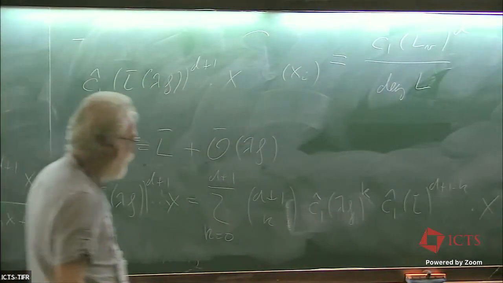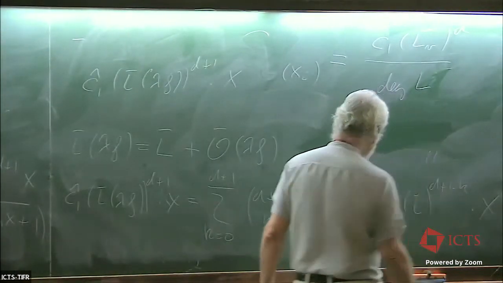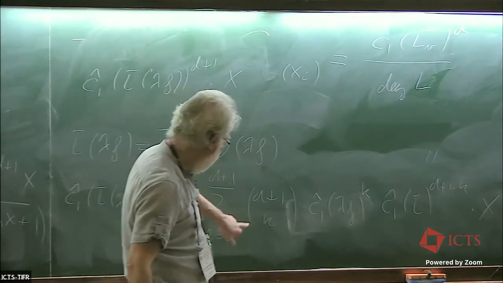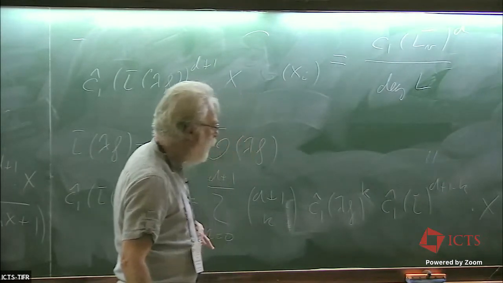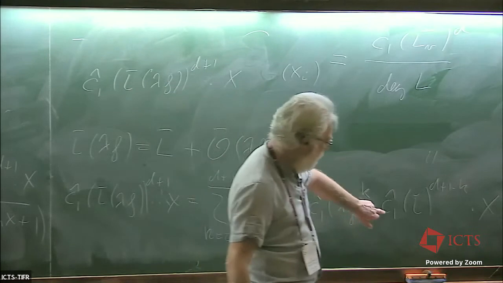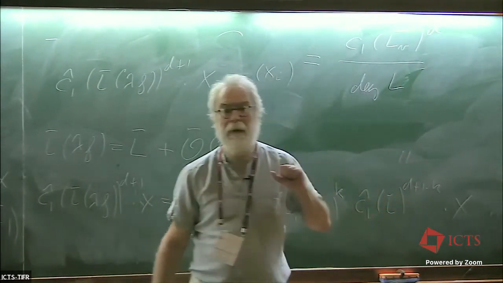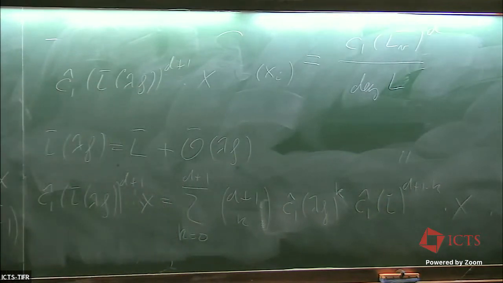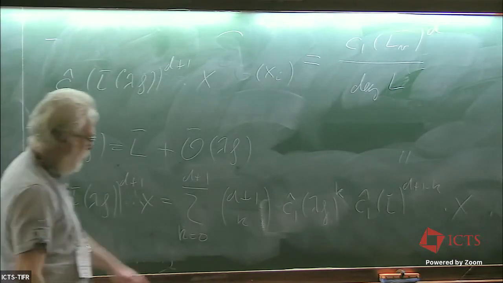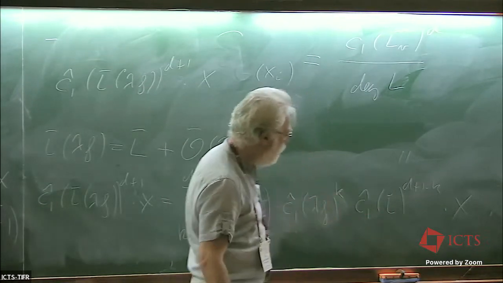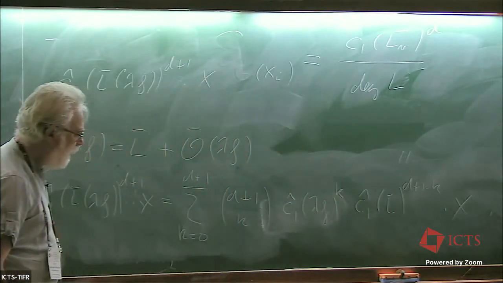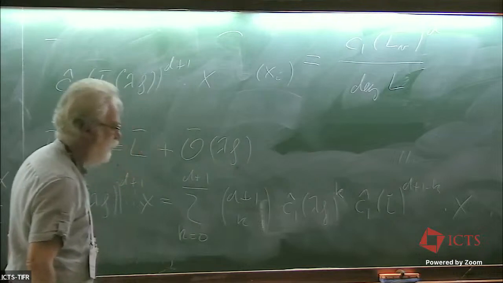And now I can look at the lower degree terms. So the lower degree terms will be the case when k is equal to 0. When k is equal to 0, I have C1 of L bar to d plus 1 times x. Remember that I was assuming that the height of x is 0. The fact that the height of x is 0 means that the independent term, the term that has no lambda, is 0.